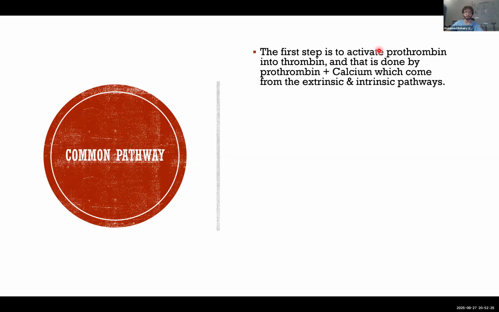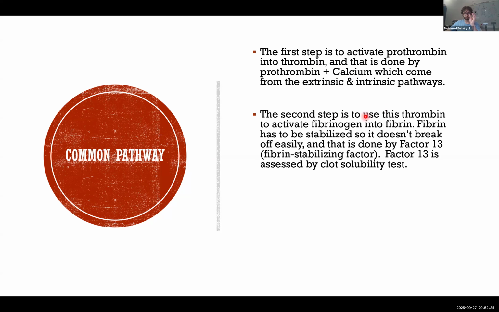For the common pathway, once again, the first step is to activate prothrombin into thrombin. And that is done by prothrombin and calcium, which come from the extrinsic and intrinsic pathway. We already discussed this. Second step is to use this thrombin to make fibrinogen become fibrin, which is active. Fibrin has to be stabilized by factor 13 so it doesn't break. Let's make a quick review before I say this last point.